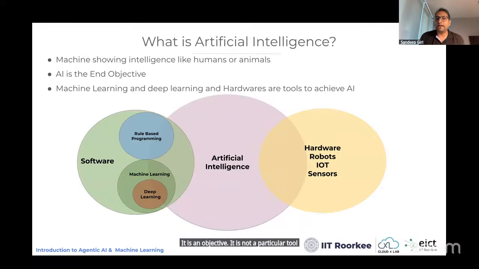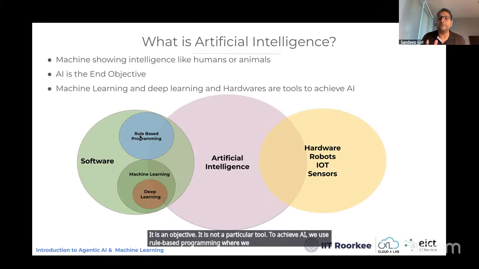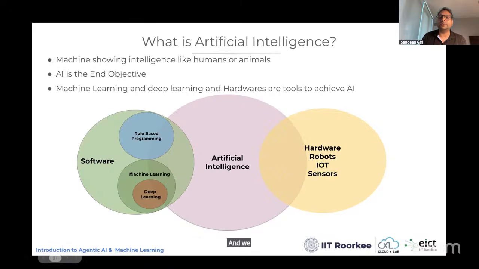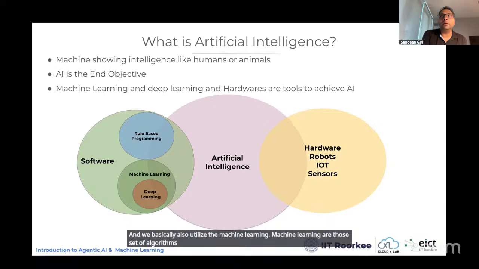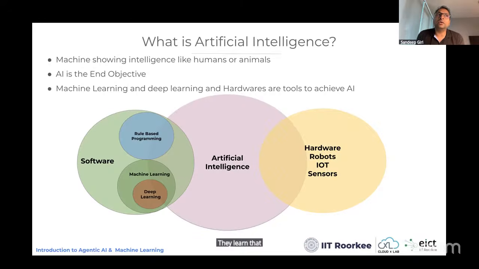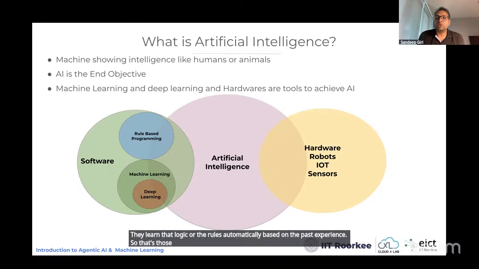To achieve AI, we use rule-based programming where we write the logic by ourselves. If this, do that. And we also utilize machine learning. Machine learning is the set of algorithms that learn the rules, learn the logic automatically, based on past experience. Those algorithms or strategies are called machine learning.